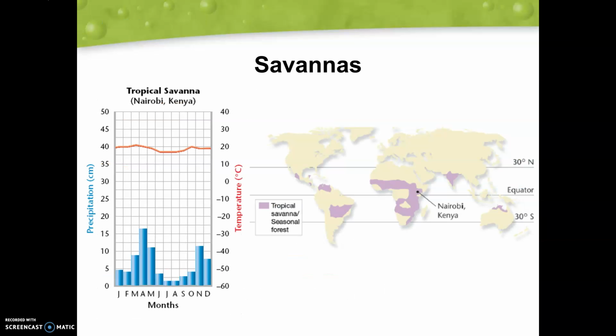So with savannas, you can see we see a few wet seasons here, but a very, very consistent temperature. And again, we're going to see it towards the equator with those high temperatures and below in our southern part of the world, our southern hemisphere.